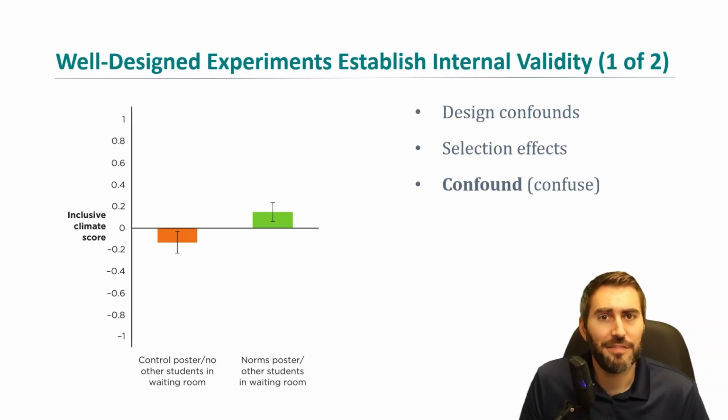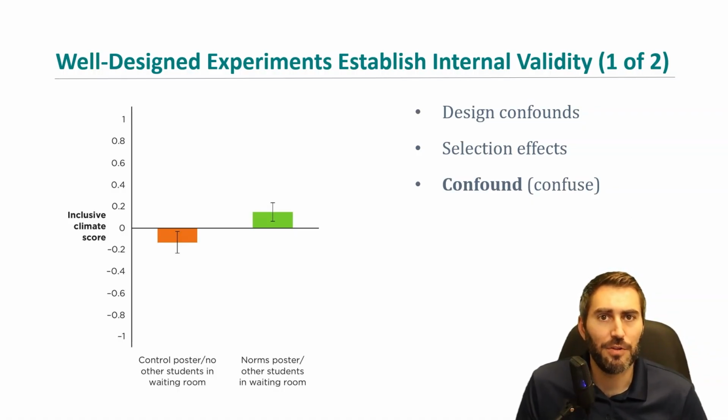The third and often toughest criterion is internal validity. We need to be absolutely sure there are no alternative explanations for our results so we can confidently say the independent variable caused the change in the dependent variable. When an experiment is poorly designed, it runs into threats like design confounds or selection effects. Think about a confound as something that confuses your results.